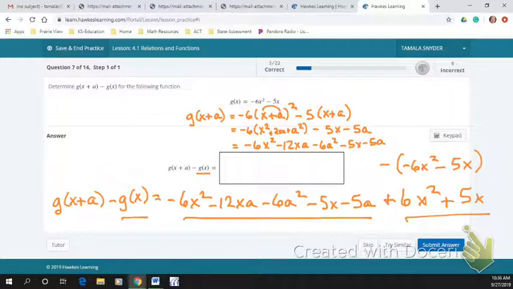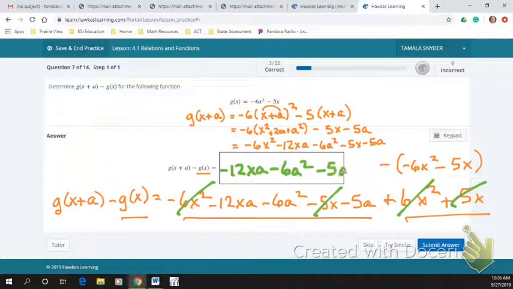Yep, there are a lot of places you can make a mistake. So what cancels? 5x and 6x squared. Okay, 6x squared's there, the 5x's cancel, and my answer is what's left. And how many terms do I have left? 1, 2, 3. So negative 12xa minus 6a squared minus 5a is my final answer.